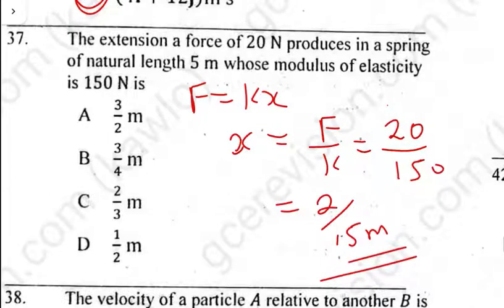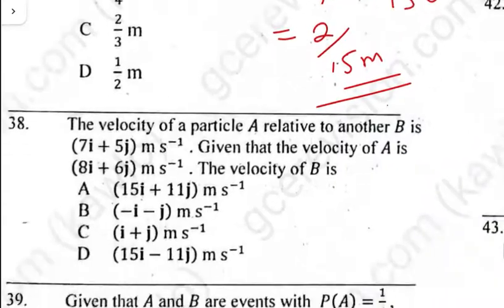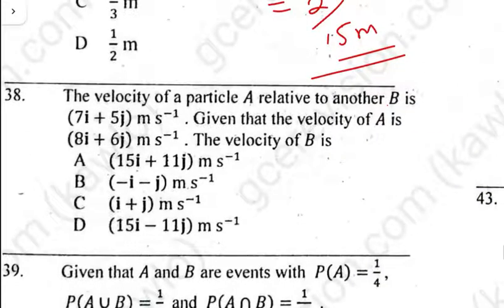Okay, question 38. The velocity of a particle A relative to B is that. Given that the velocity of A is this, what's the velocity of B?